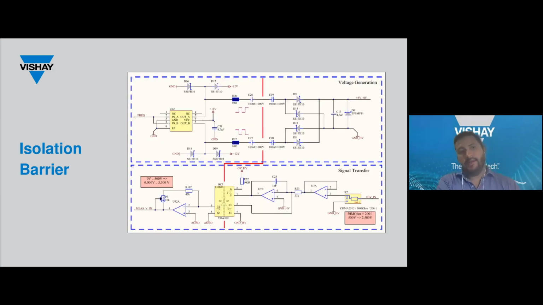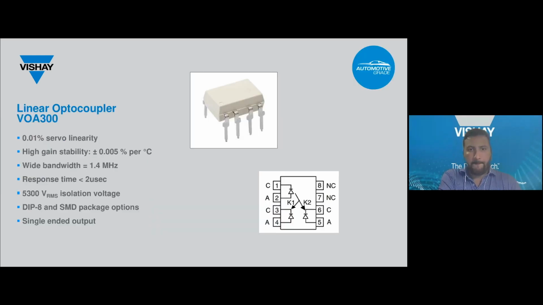In this design, Vishay is using a high-speed linear optocoupler. This is used in the bottom part of the schematic for one of the voltage measurements. Here you can have the visual of the component. This is the Vishay VOA300 linear optocoupler. You can see the specs here.